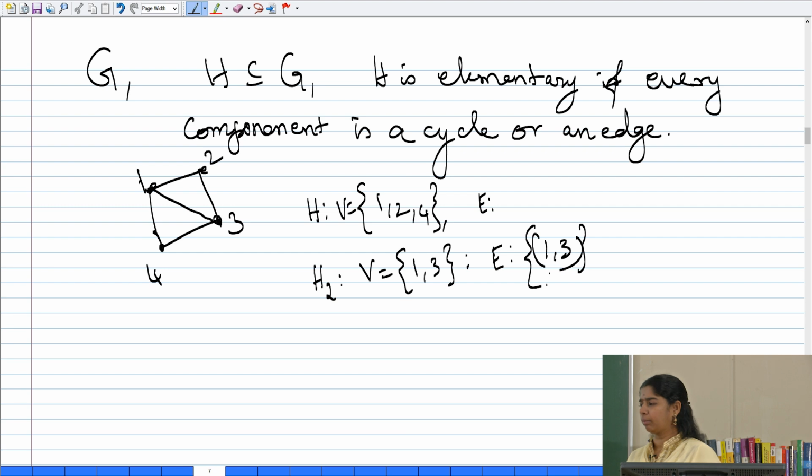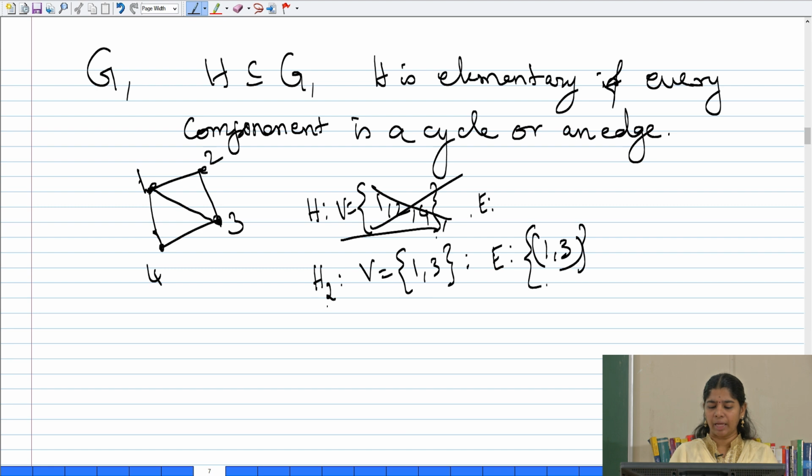So, this is an elementary subgraph, but if you see 1, 2, 4, we cannot have an elementary subgraph, because 1, 2, 4 form a path P3, and we cannot split them into two edges. We are talking about subgraphs, not induced subgraphs. So we cannot have 1, 2 in one component and 1, 4 as a second component; that is not possible. With this vertex set I cannot have an elementary subgraph, whereas for the other one we can.